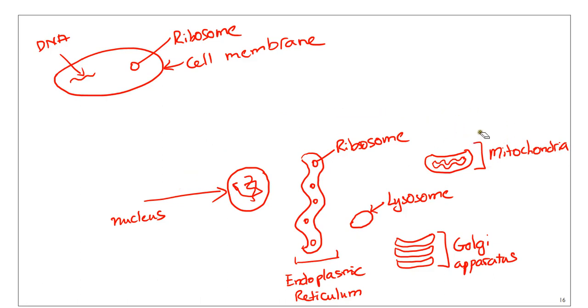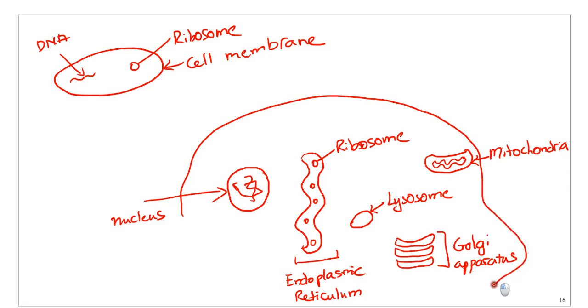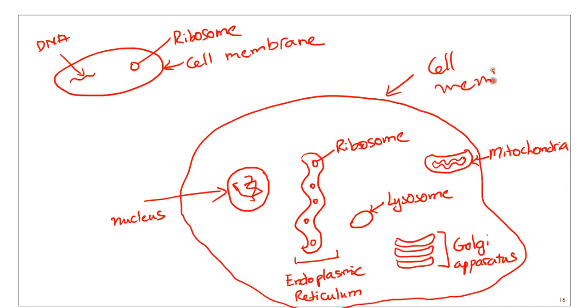Okay, let me try to do this. All of this has to still be inside a cell membrane, so I'm just going to draw a cell membrane. So there's still a cell membrane. There are so many other structures, by the way. For example, we don't talk about the microtubule, which allows everything to stay in place and not float everywhere, but we're not going to talk about that in year 10.